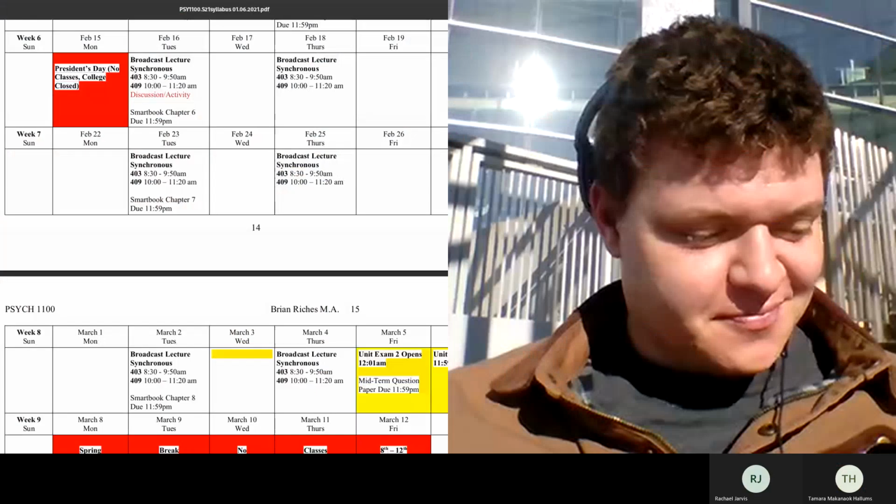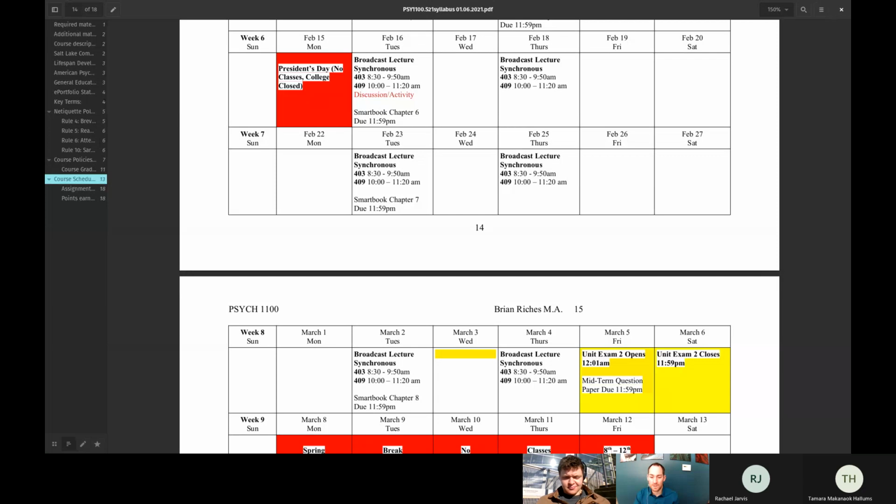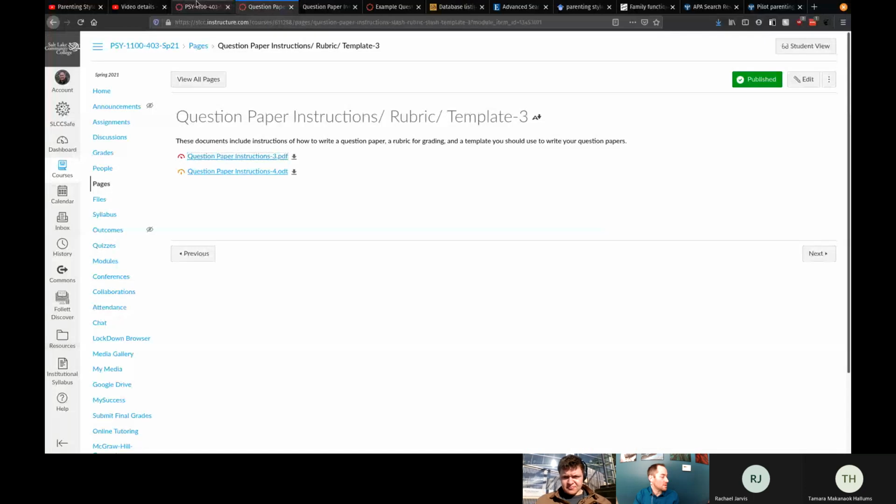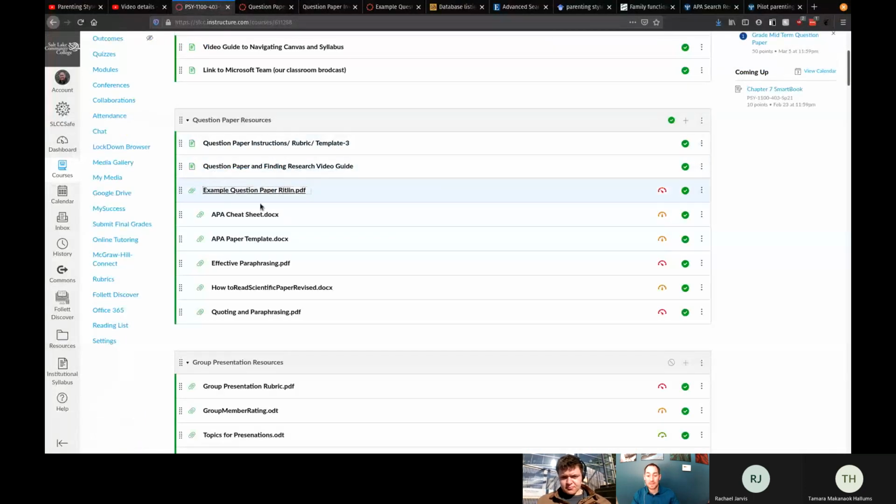And then we'll do a quick overview of question papers, just as a reminder. All right, there goes the recording. So as a reminder, the question paper material, everything you need to know is in Canvas.